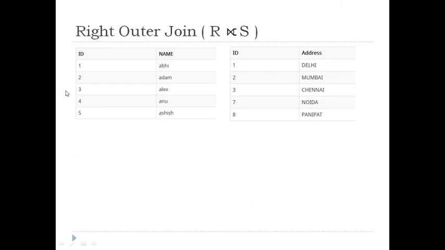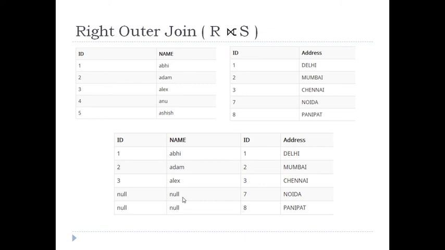Then in the right outer join, all tuples from relation S, that is the right hand side relation, and if there is no matching tuples in relation R, then for those we will put the null value. So which is matching here? 1, 2, 3 is matching, but for 7 and 8 we don't have a matching tuple in relation R. So in that place we will put null value. Okay, you can see here for these two, like 4 and 5, we will put null value. So this is the right outer join.